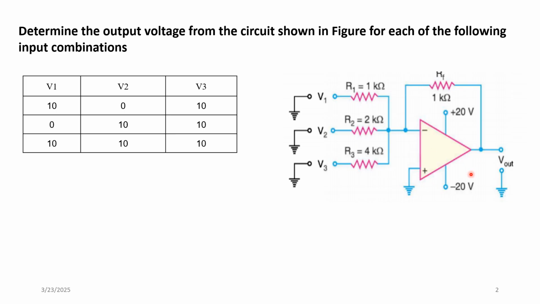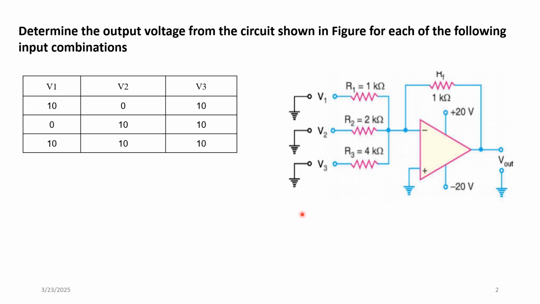this shows the inverting summing amplifier. Why are we saying inverting summing amplifier? Here the inputs are connected to the inverting terminal of the operational amplifier, that is the negative terminal, and a feedback resistor is connected from the output to the inverting terminal. So that's why the name is inverting summing amplifier.